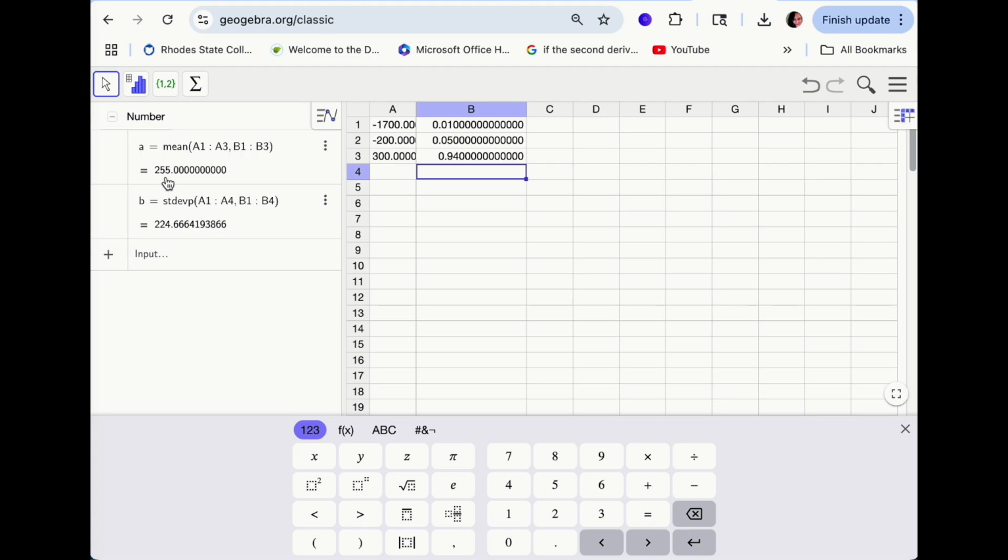And we can see that our expected value is 255, which is what we got when we did it by hand, and it's positive, so that's good. Now I'm going to come down here and change this to A3 and B3. And we're going to get that our standard deviation is 224.67 if we round it to 2 places.